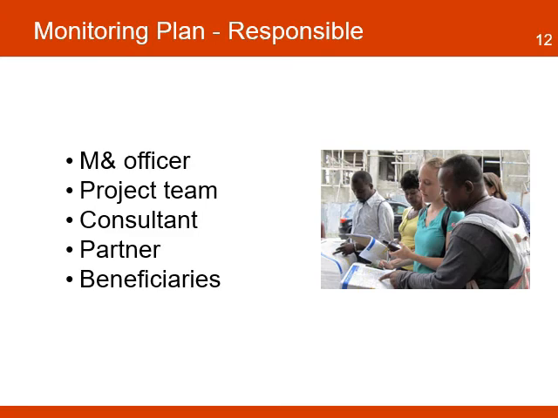This column identifies the person, group, or unit responsible for collecting the data. This can include the M&E officer, the project team, an external consultant, a partner, and even a group of beneficiaries. For some types of indicators, it can even be a mix of people, but it's important that all indicators have a person assigned with the data collection responsibility.